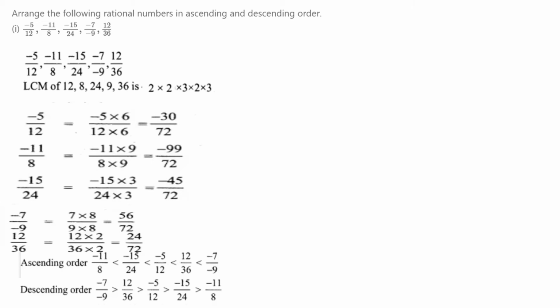Ninth sum. Arrange the following numbers in ascending and descending order. Ascending, small to big. Descending, big to small. So given rational numbers, write it.